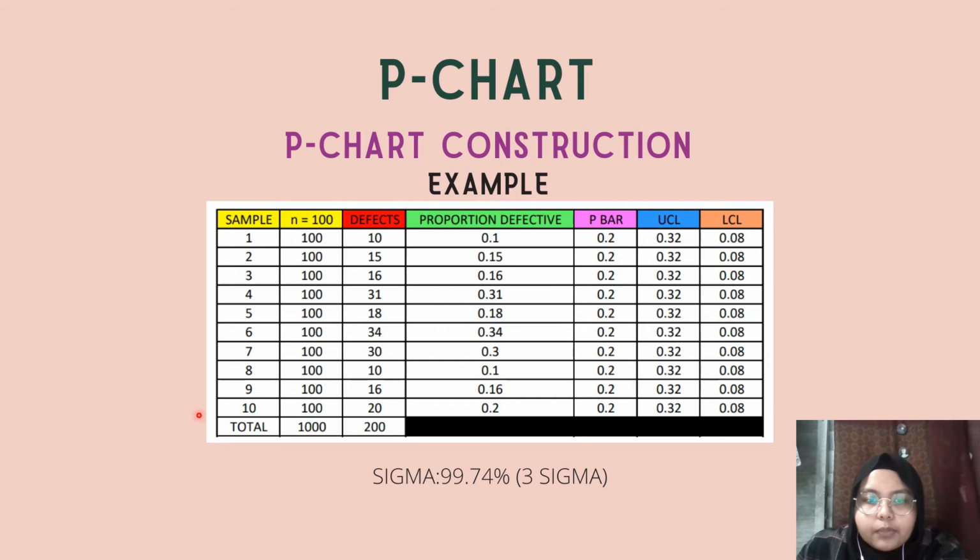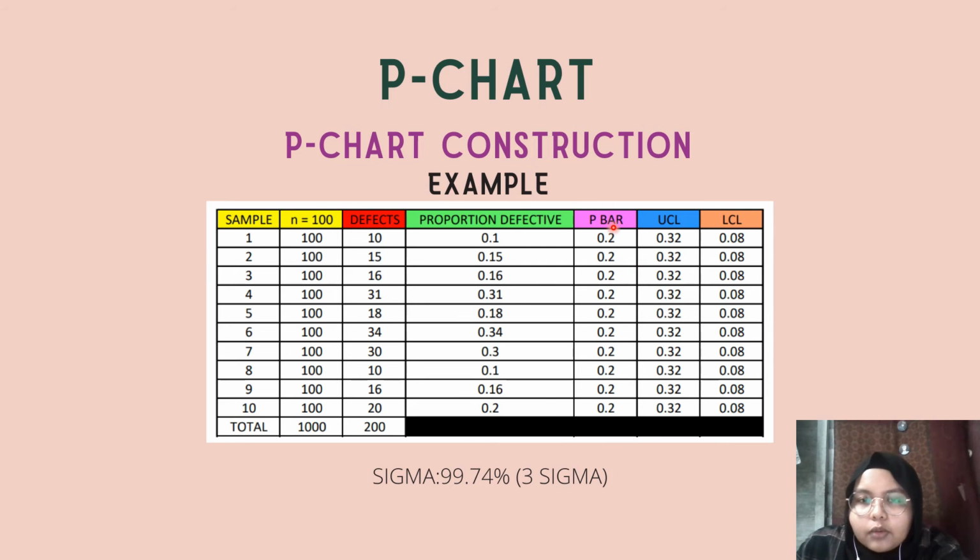Firstly, there is the sample, which consists of 10 samples. The n is equal to 100 and it is constant for all samples, which makes the total 1000. The defect is equal to 200 defects. To find the proportion defective, we must take the defect divided by the n equals 100 and you will get 0.1. The same goes for the other proportion defectives. For example, 15 defects divided by 100 equals 0.15 proportion defective.